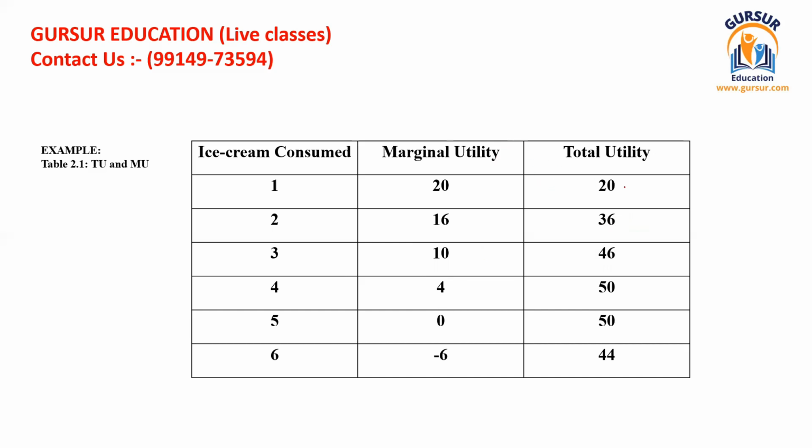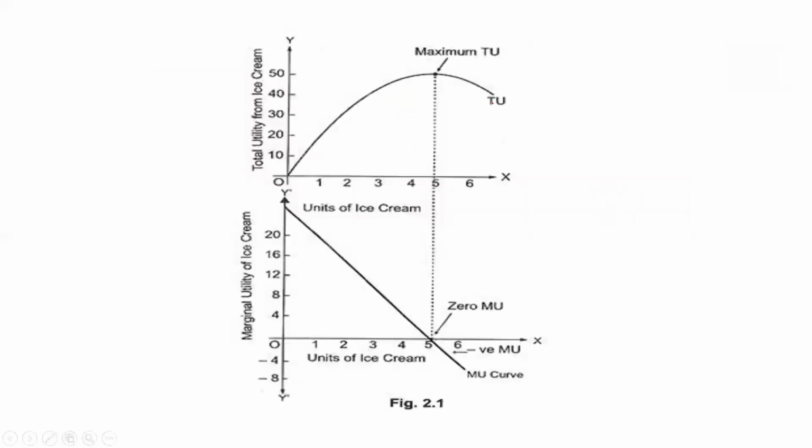Now you can see that as you are consuming more and more, the total utility is increasing. The total utility is increasing, but it is increasing at a decreasing rate. So just remember this line in your mind, and we shall be talking about that further.